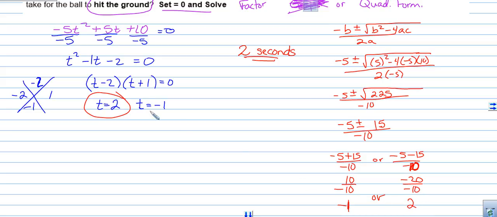And so just like we did before, we got negative 1 or 2, and 2 has to be the answer because it's positive time and you can't have something happen before it happened. So the answer is 2 seconds.